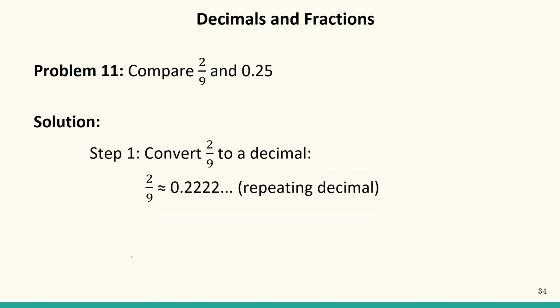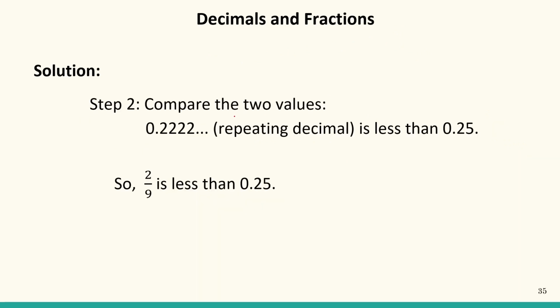Okay, so we found the decimal, that is 0.2 bar, and we compared the two values, and what we found out was 2/9 is actually less than 0.25, or we can say that 0.25 is greater than 2/9. Okay, answer.